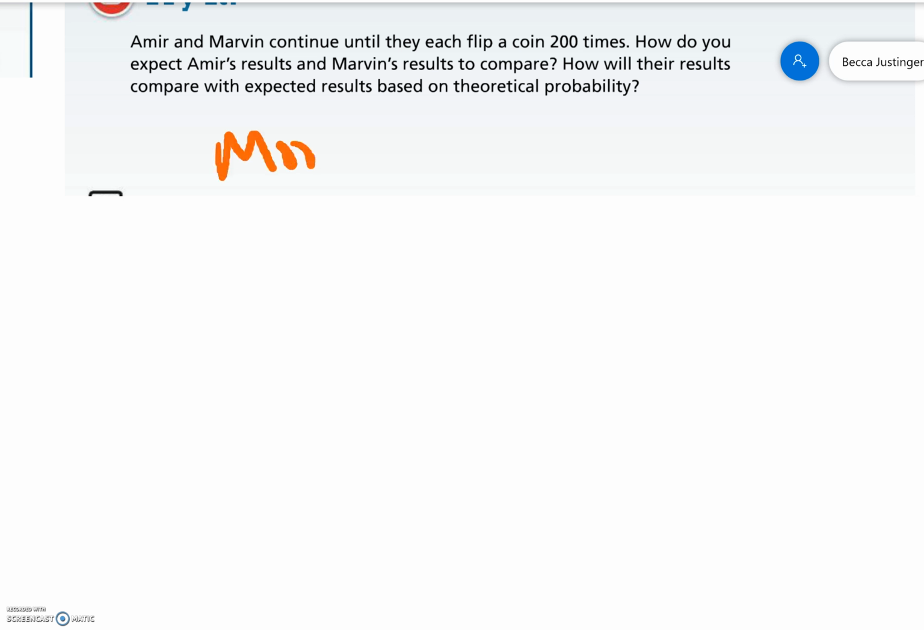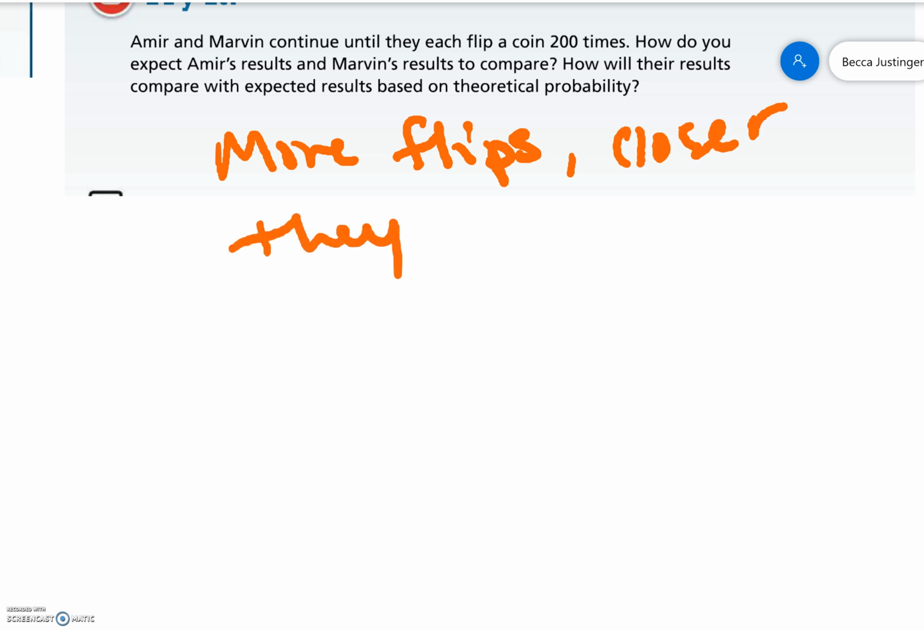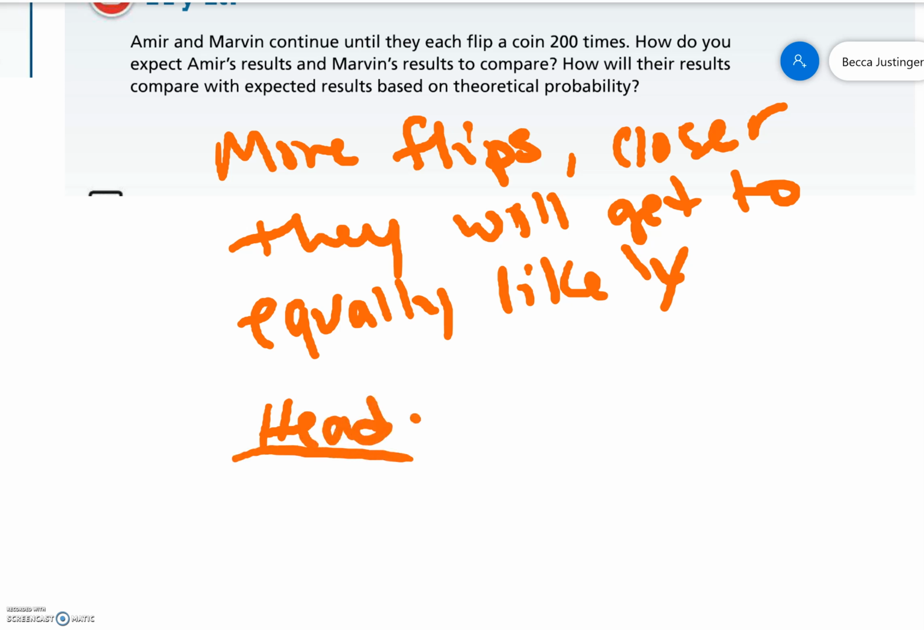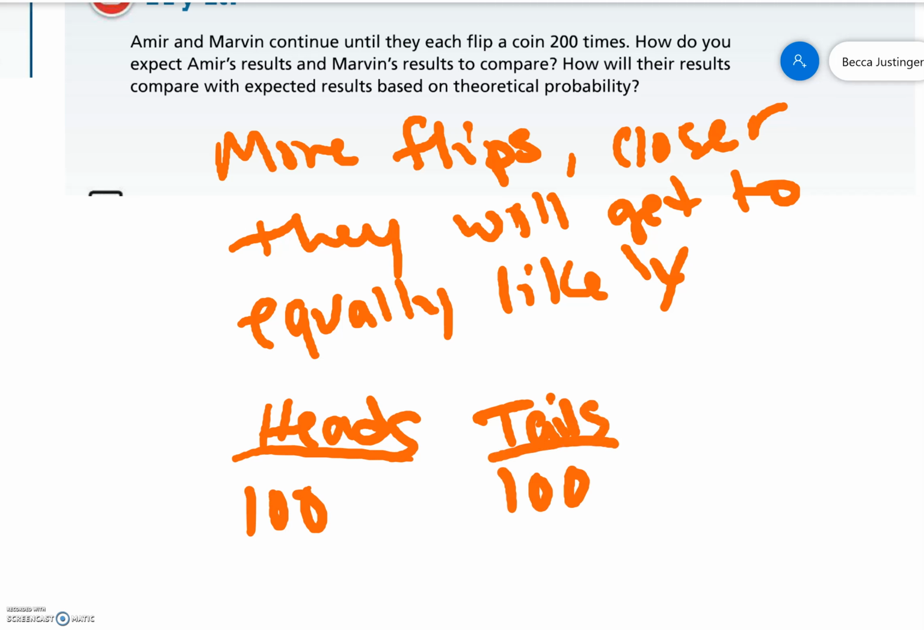Well, the more flips they do, the closer they will get to equally likely. In this case, it would be heads. The theoretical for heads would be 100, and the theoretical for tails would be 100, because it's out of a total of 200 flips.